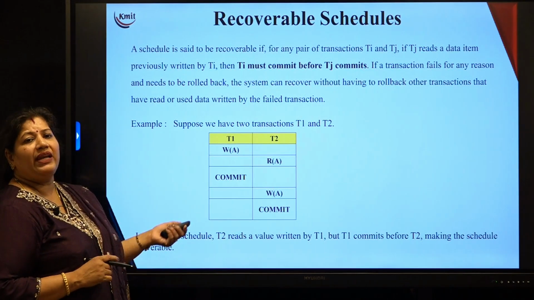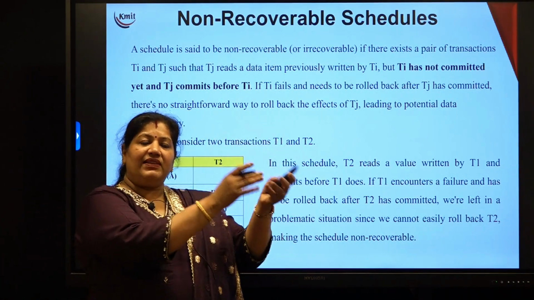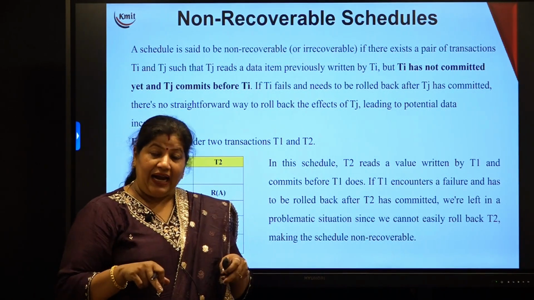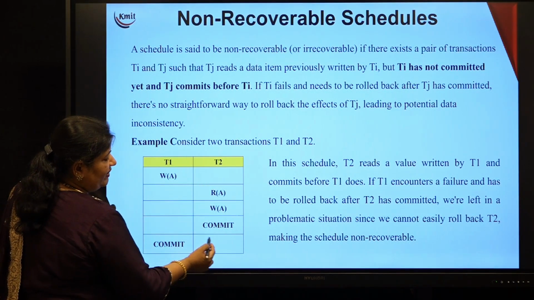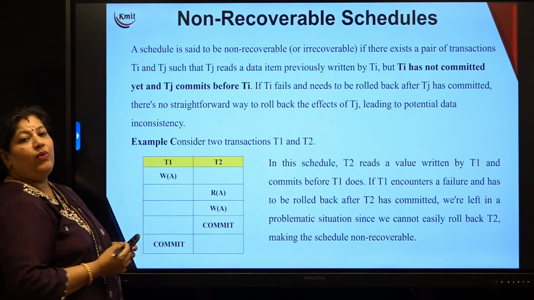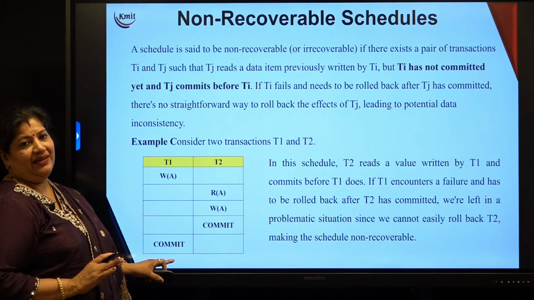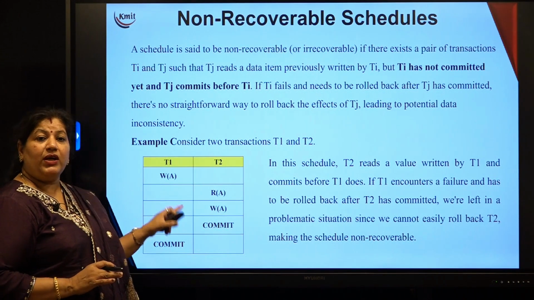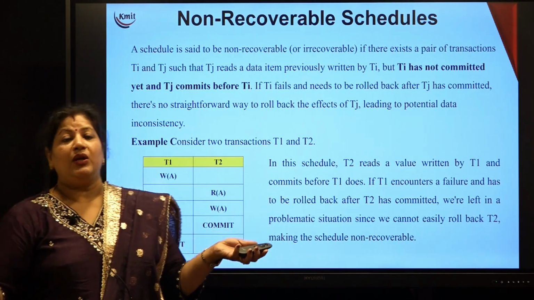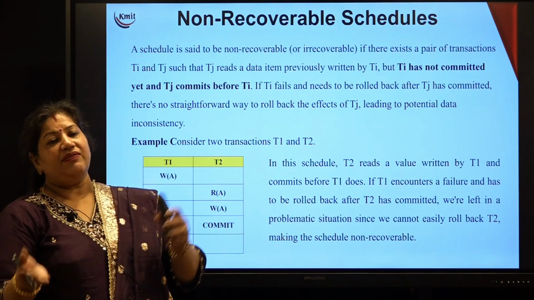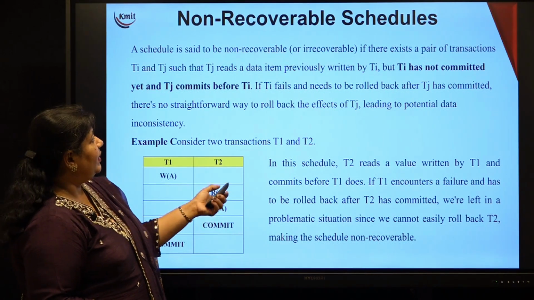What is an unrecoverable, non-recoverable schedule? In the case of transactions Ti and Tj, Tj reads the data which Ti has earlier written and Tj commits before Ti. Look at this, T1 and T2, and here we see that T2 commits before T1. So if T1 also commits, there won't be any problem. But in case T1 fails, if it has to revert back, roll back, then the data which is read and updated by T2 is going to be nonsense. That doesn't exist at all. That leaves the database in an inconsistent state, which is not good, so this is a non-recoverable schedule.